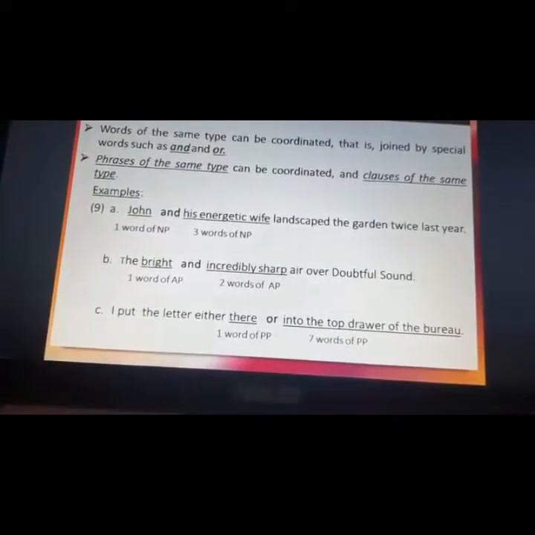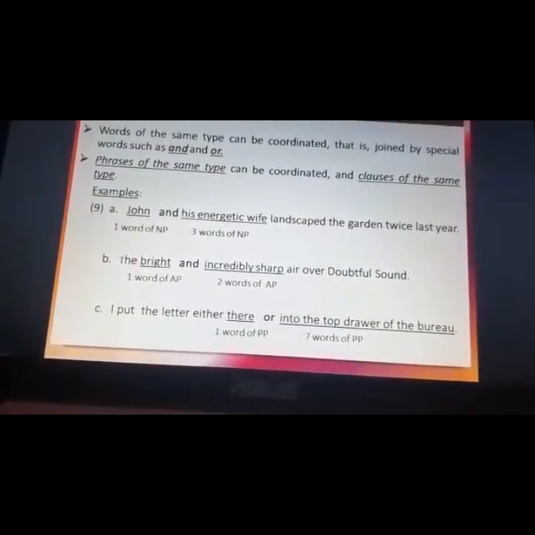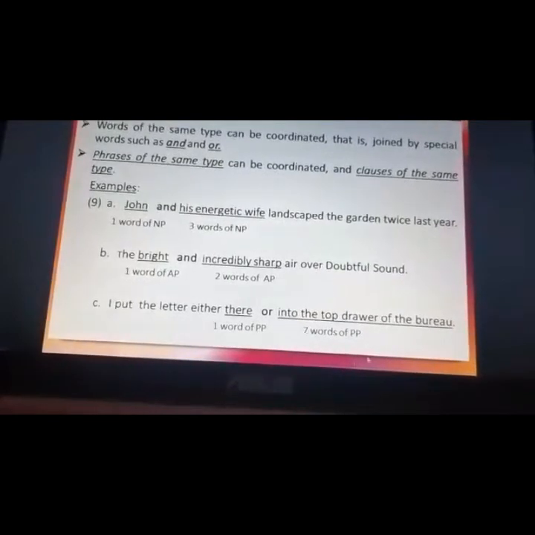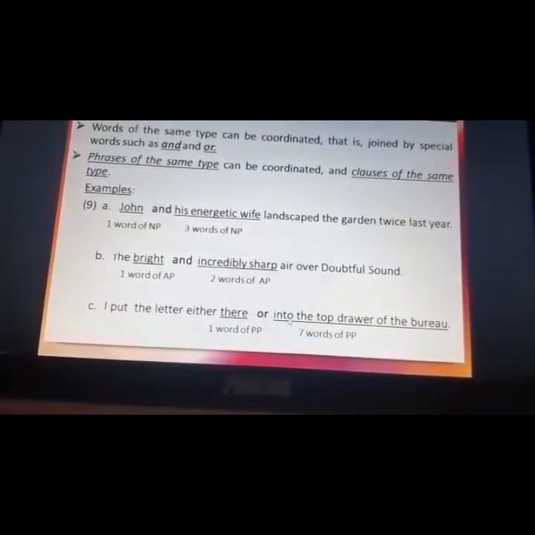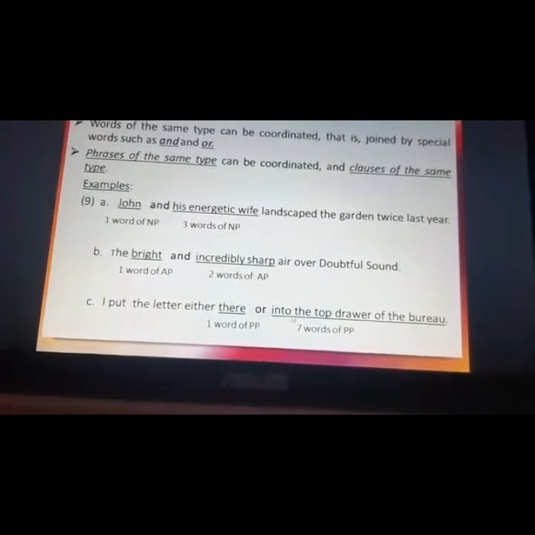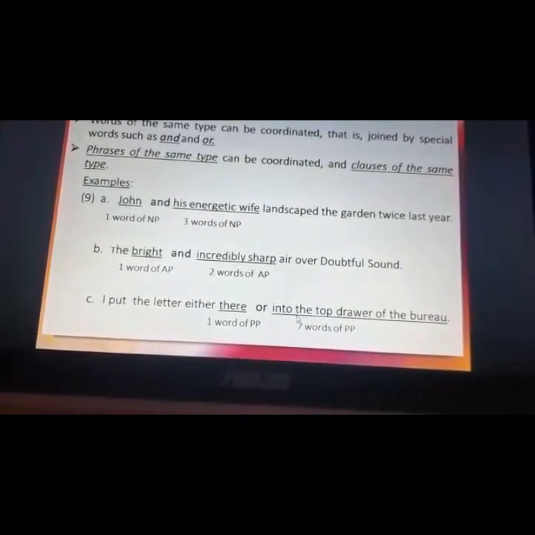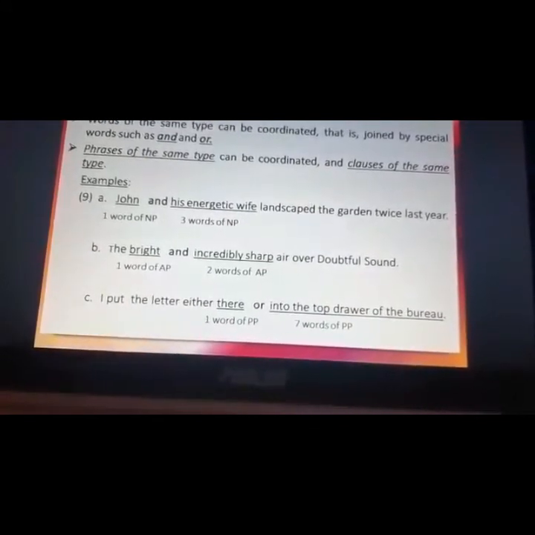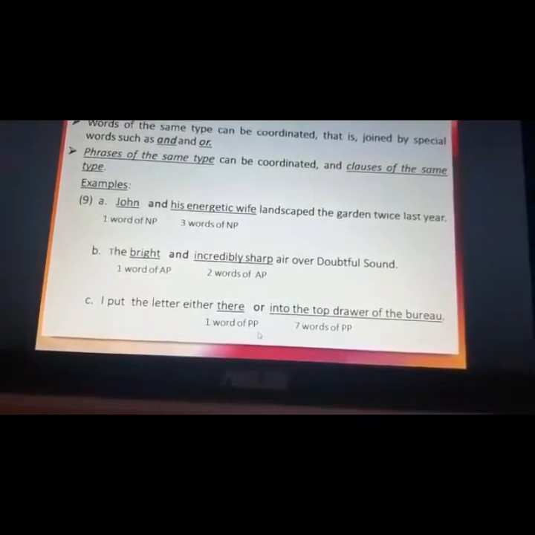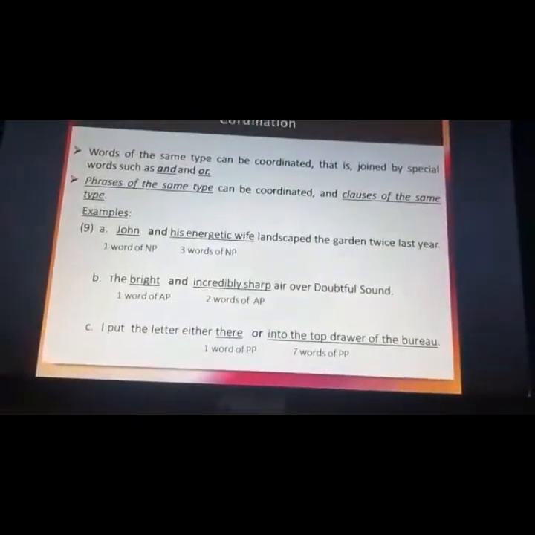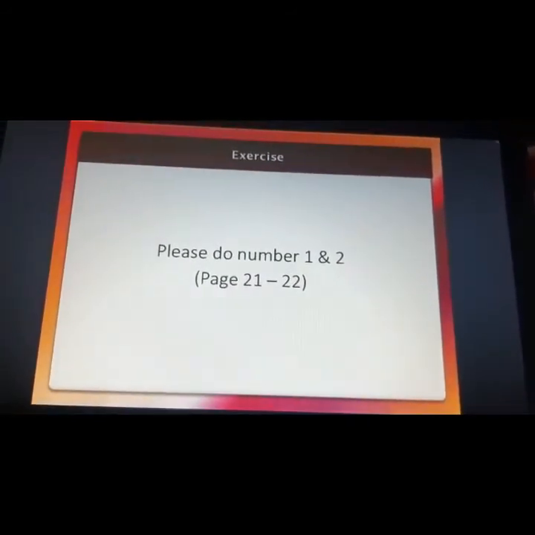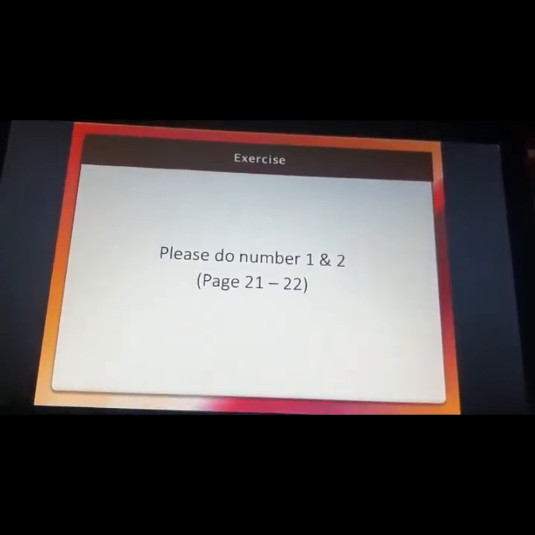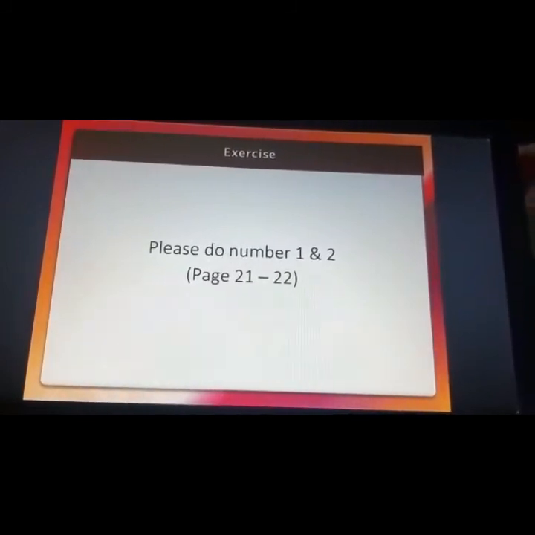An example C, I put the letter either there or into the top drawer of the bureau. We also have the same type here, there and into the top drawer of the bureau with the preposition phrase. And you may use other coordinating conjunction, or. Yeah, well, I think the constituent structure is ended by the coordination discussion. Now you have to do the exercise number 1 and number 2, page 21 to 22.